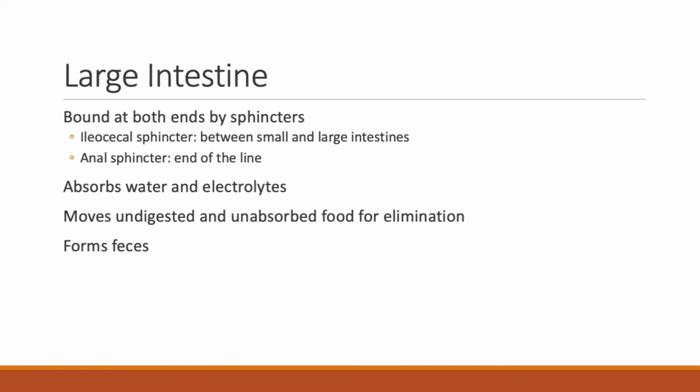Now we're down at the large intestine. Again, it's bound at both ends by sphincters. You have the ileocecal sphincter, which, as we discussed before, goes between the ileum, the lower section of the small intestine, and the cecum. And then you have the anal sphincter, which is at the end of the line. The large intestine absorbs water and electrolytes.